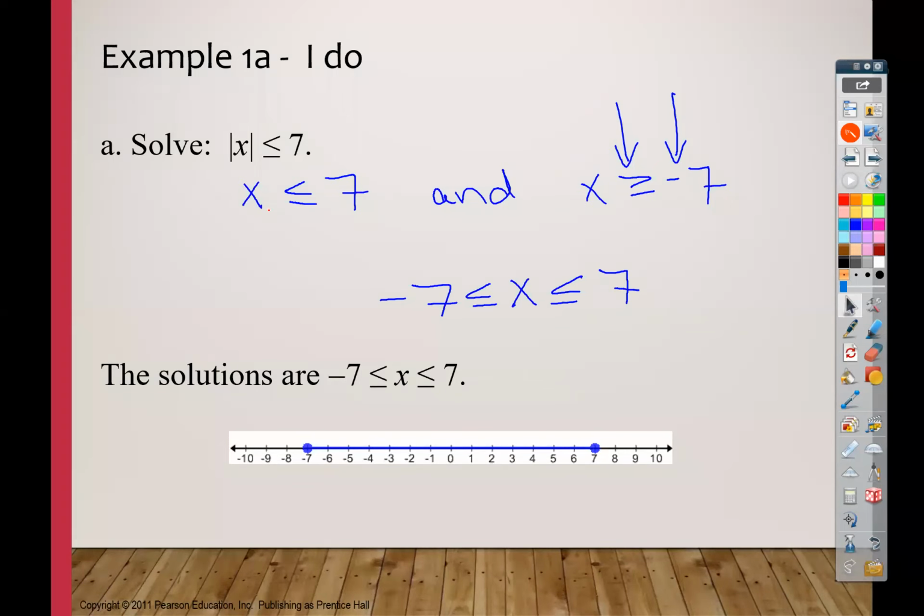So again, when you're setting it up, you set it up two different ways. You set it up the same way here, and then on this side, you flip the sign and change it to a negative.